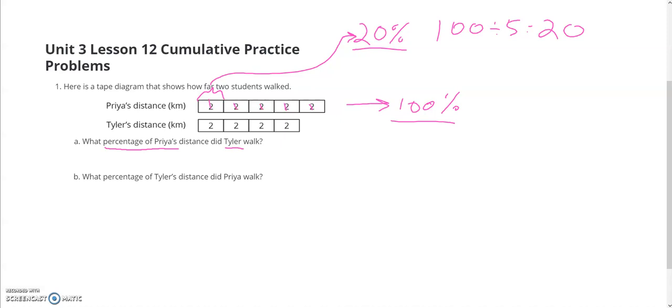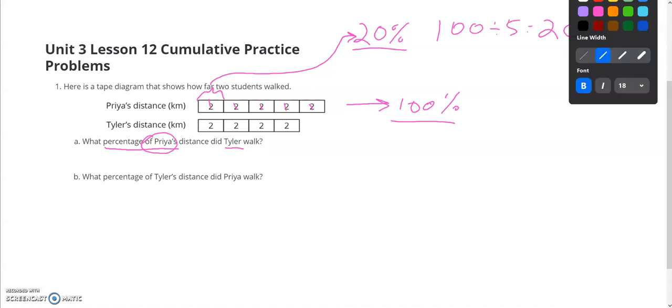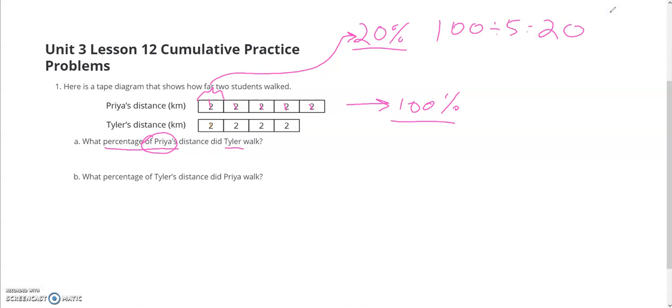And we want to know how much of Priya's did Tyler walk. Tyler walked 2, 4, 6, 8. Priya walked 10. We know that each of these is 20% of Priya's. So we're looking at 20, 40, 60, 80. If Priya's is 100%, then Tyler walked 80% of Priya's distance.